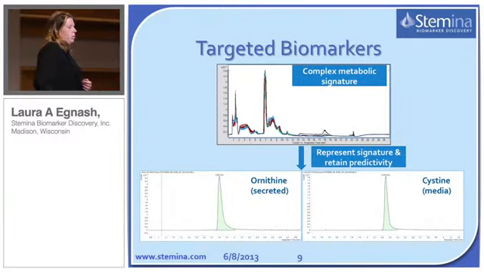So what we wound up with was ornithine, which is a secreted compound that the cells excrete when they're happy and healthy, and cysteine, which is a component of the media that the cells utilize when they're happy and healthy. And together, these 2 components were able to represent the signature while retaining the predictivity of the more complex computational model.